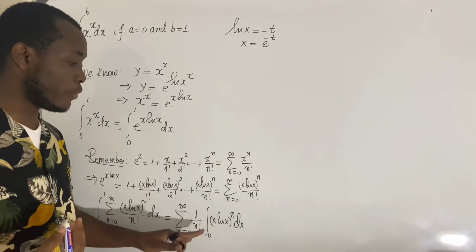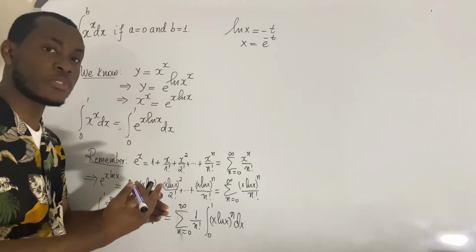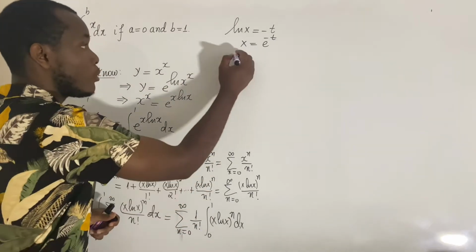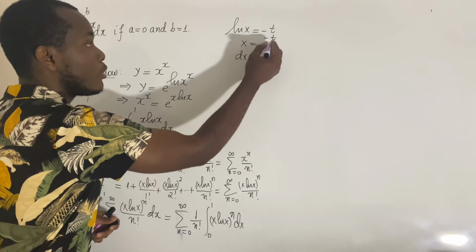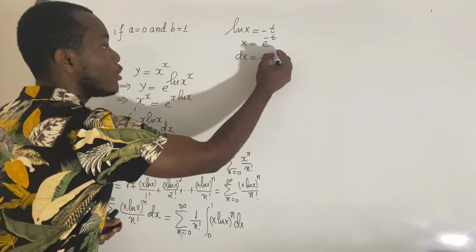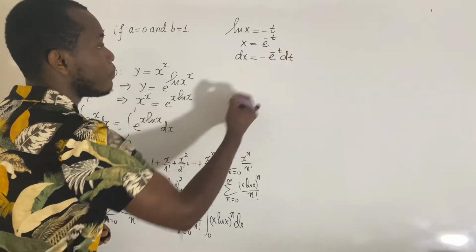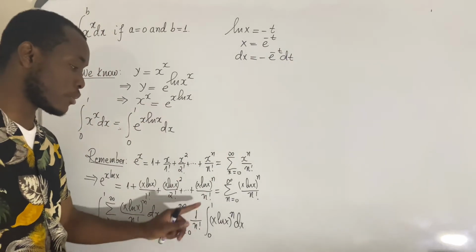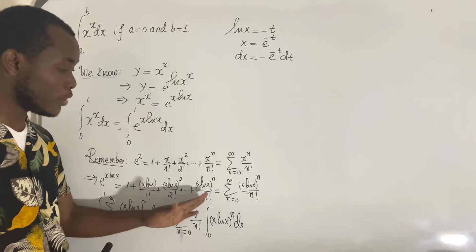So since we're dealing with an integral, we have to differentiate both sides to find the value of dx. Differentiating x, the derivative of x is 1, so it becomes dx equal to the derivative of Euler, which is minus Euler to the power minus t dt. That's the result that we get. Now, since it's a definite integral, not an indefinite integral, we have limits of integration.